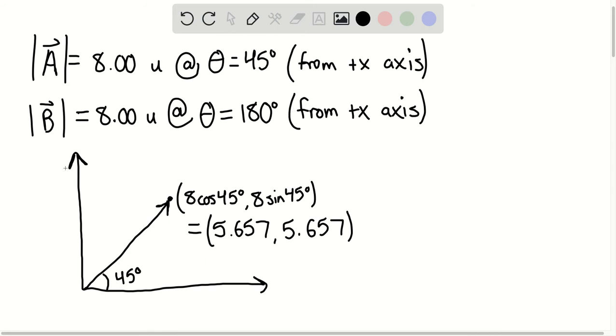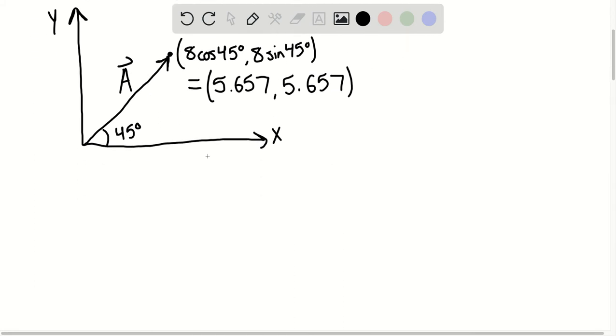I have a Cartesian axis here where this would be our y and this would be our x, and we can see that this would be vector A, with a 45-degree angle with respect to the positive x-axis. We have our magnitude of 8, and to find our x and y coordinates through trigonometry, we can find our x coordinate by multiplying the magnitude by cosine of the angle it makes with the positive x-axis. So here 8 cosine of 45 degrees, and for the y coordinate, again, it would be 8 sine of 45 degrees.